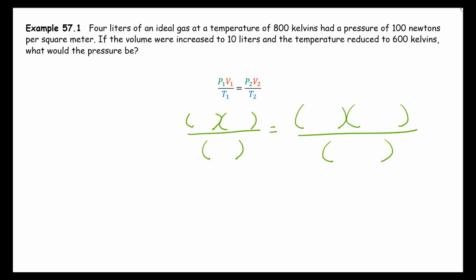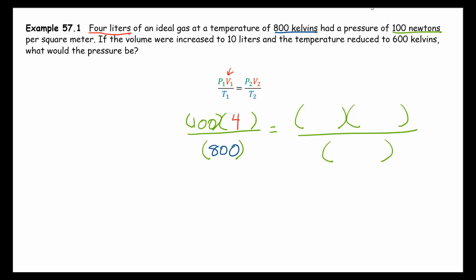So we have 4 liters of an ideal gas. That is volume. So we're going to fill that volume in right here. So 4. So that's the initial volume. All right, now it says 4 liters of an ideal gas at a temperature of 800 kelvins. So the temperature is 800 kelvins to start out with. So we'll put that here where T1 goes. And now we're looking at the pressure of 100 newtons. All right, now we're going to fill in P2, V2, T2.